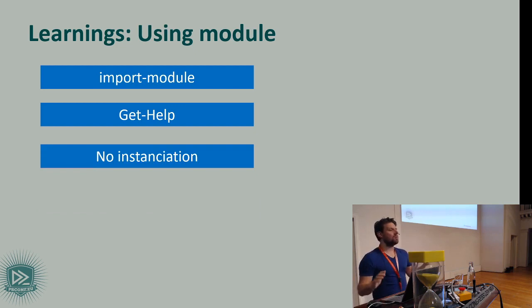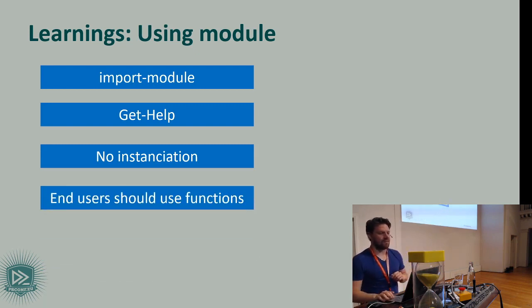So people wanted to avoid instantiating classes, specifically people that don't have a developer background. It was too many brackets, double points, and parentheses for people that maybe were not used to writing that much code. And in the end, end users, or at least the end users of my modules, were more comfortable simply using functions. And voila.